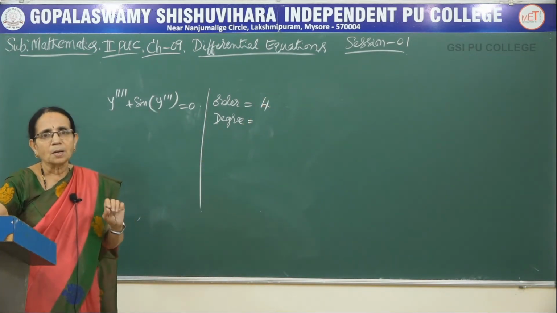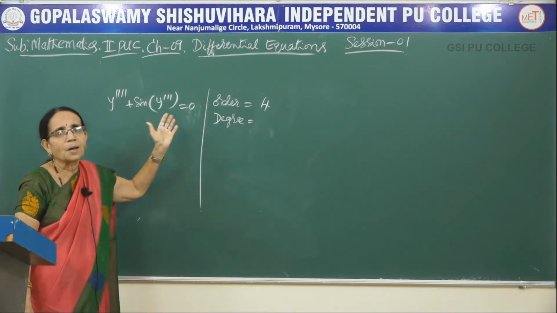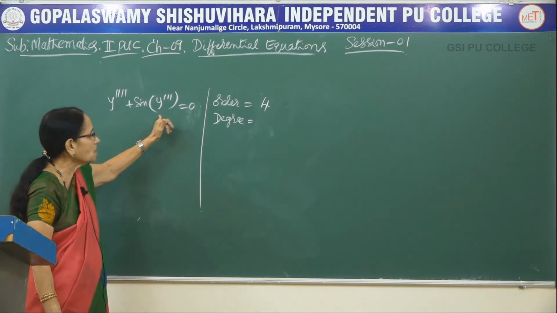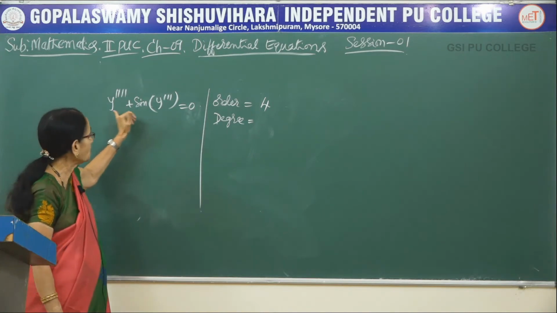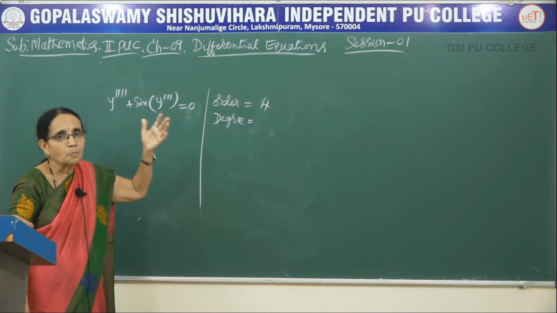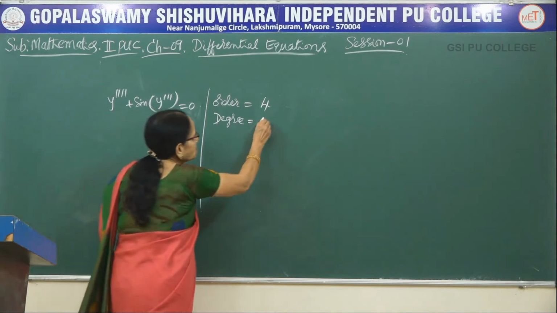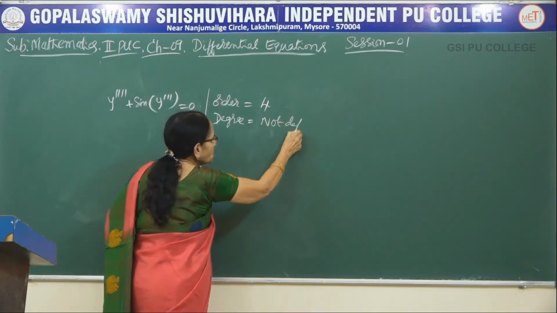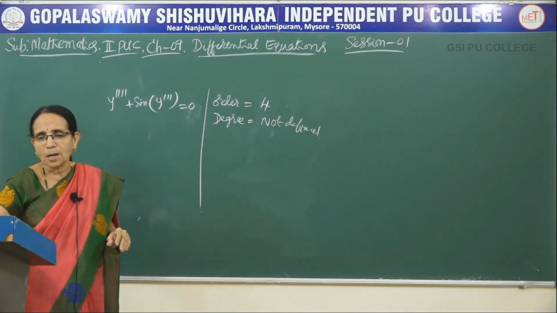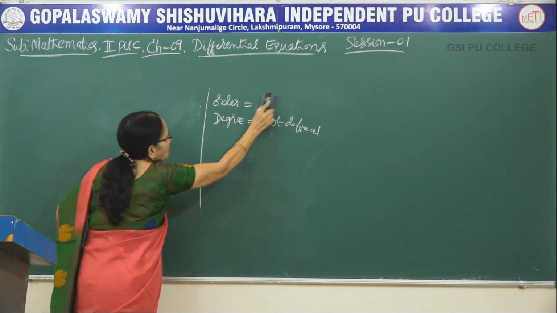Now let me come to the degree part here. Let us look here. In the previous problem I had sine of 3x, so the degree was defined there, whereas here we have sine of some derivative. It should be a polynomial in the derivative, not sine of a derivative, cos of a derivative, or e power derivative. It should not be there, isn't it? Therefore, how do you write the degree here? You have to write not defined. The degree is not defined. So this is how you have to write it clearly, what is the order and what is the degree.